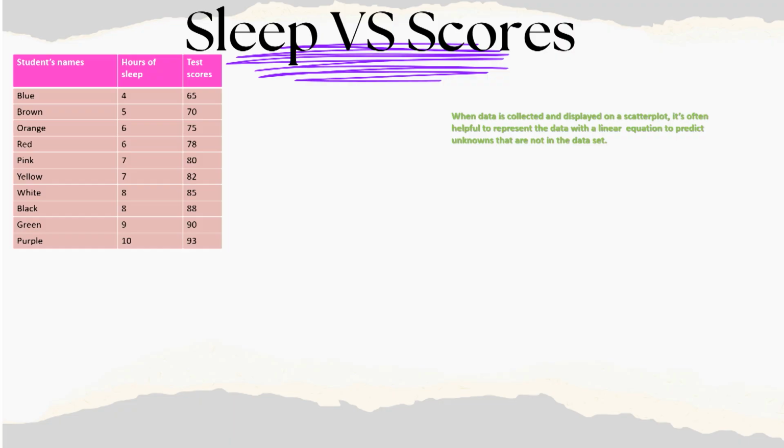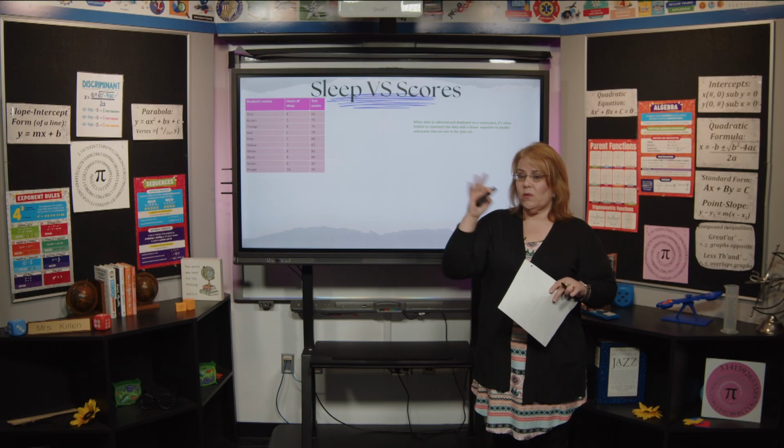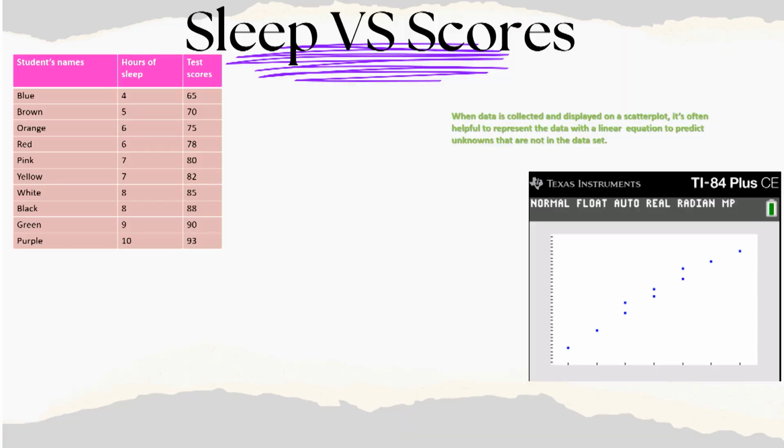Now it says, when data is collected and displayed on a scatter plot, it's often helpful to represent the data with a linear equation to predict unknowns that are not in the data set. So we are really looking at finding that information from these scatter plots that we've graphed. Here is a scatter plot of our data.